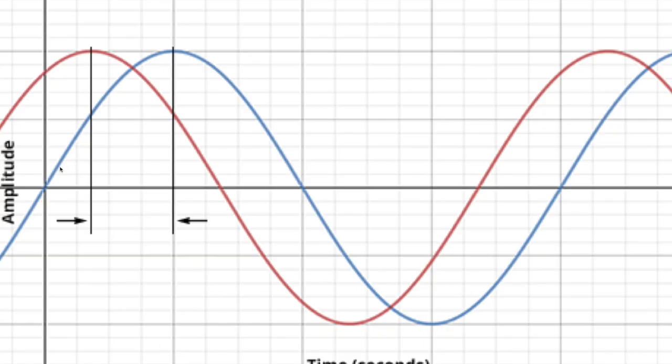So here we have two different waves, and the phase is pretty good, as you can see that when this one's going up, the other one's going up as well. If this one was going down at the same time this one was going down, then they would be 180 degrees out of phase. So the height refers to the amplitude. The distance is the time.